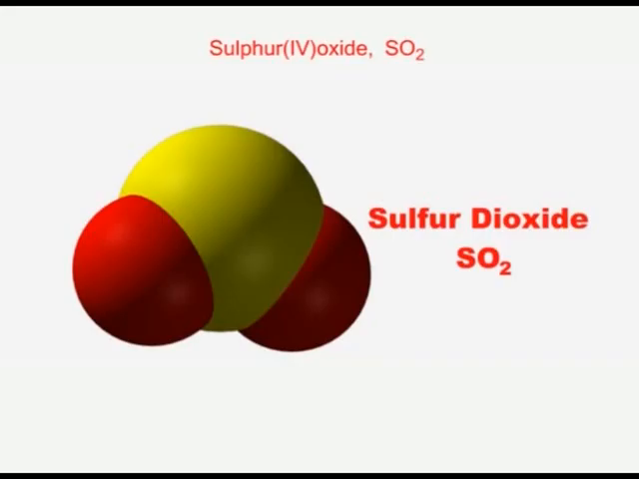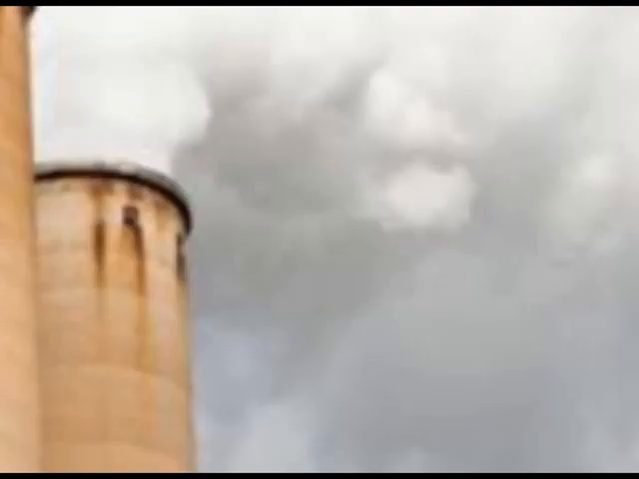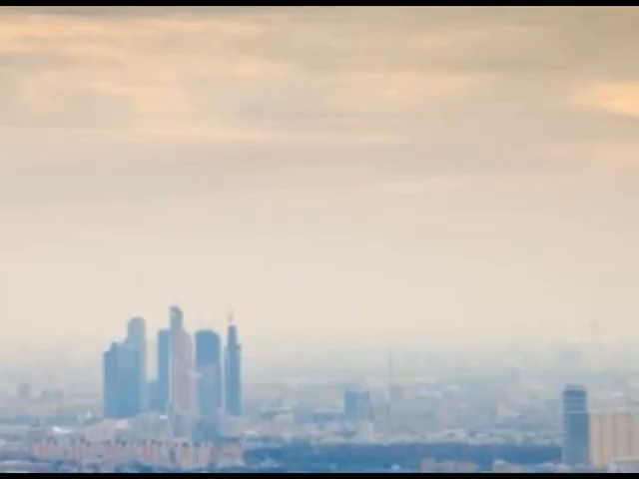Sulfur 4 oxide. Sulfur 4 oxide is commonly called sulfur dioxide and is a gas at room temperature. It is formed when sulfur burns in air. The gas is released in the atmosphere when sulfur-containing substances such as coal and oil are burned. For this reason, the air of industrial cities contains trace amounts of the gas.